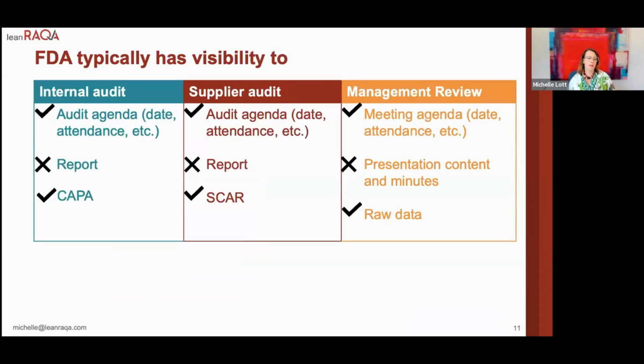So typically underneath the QSR, the FDA, they can look at only your internal audit agenda. They can't look at your reports. They can look at CAPAs. They can't look at your supplier reports, and they cannot look at your management review minutes.